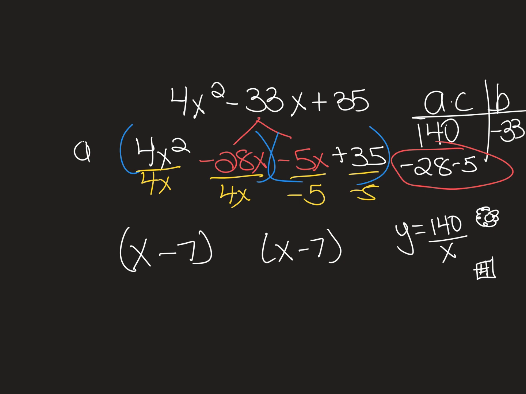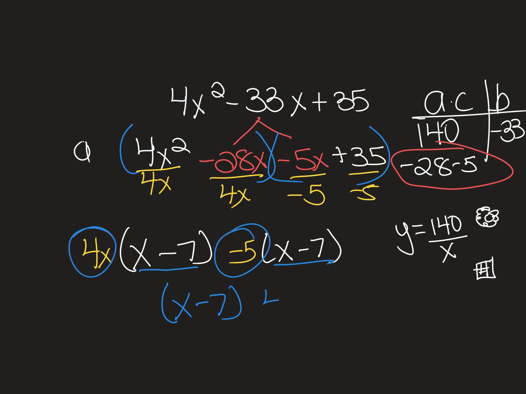I want what is in parentheses to match. And I'm just going to bring down what I had factored out. From this one, I factored out a 4x. From this one, a negative 5. And then these are my two factors. I have one of my factors here, which is x minus 7, and my other factor here, 4x minus 5.